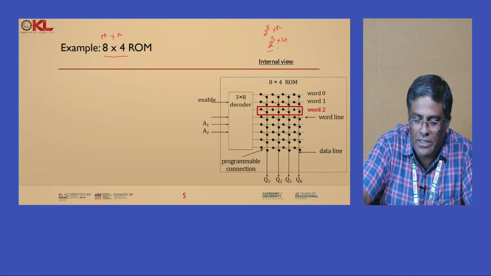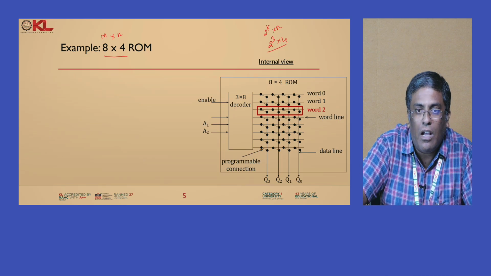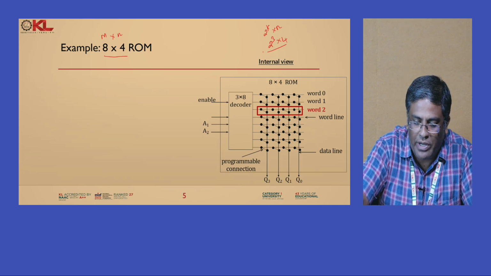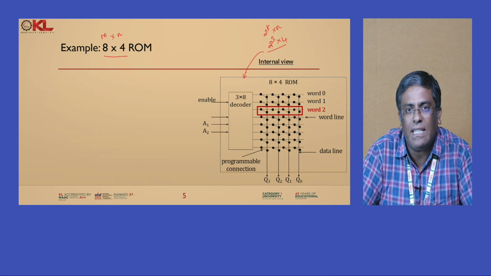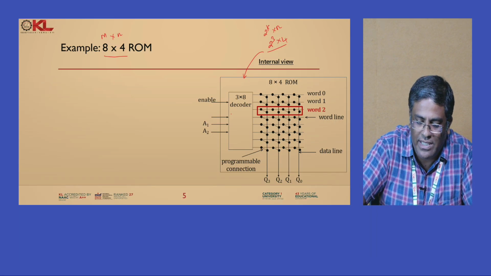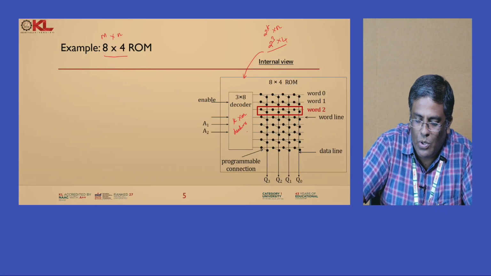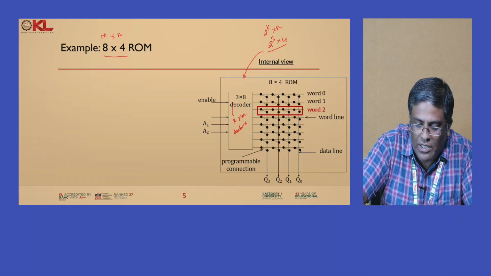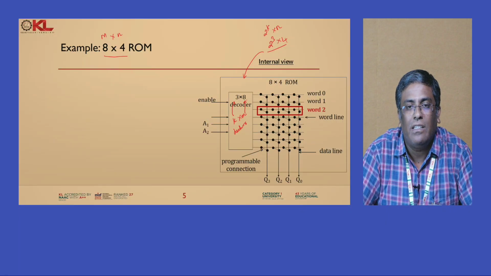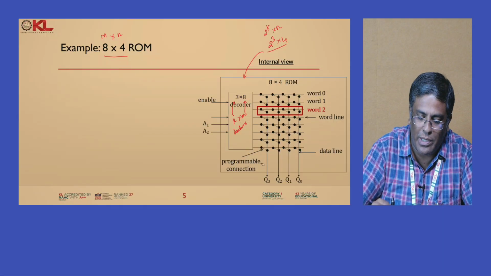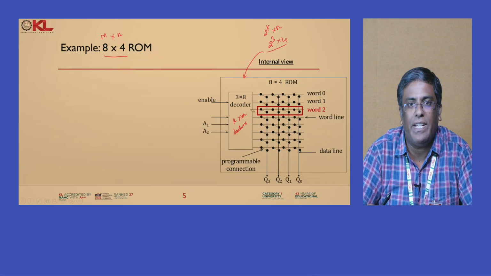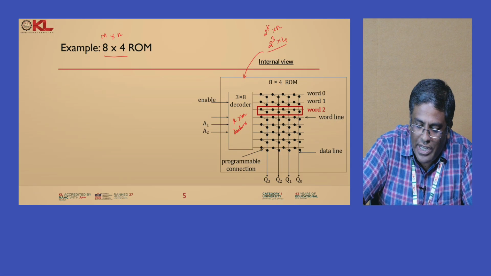For 2 power 3 cross 4, what is the size of the decoder required internally? This is nothing but a k cross m size decoder. So what is k now? k is equal to 3 and m is equal to 8, so we require a 3 cross 8 decoder. That's what we say. So you may understand now, we require k cross m.